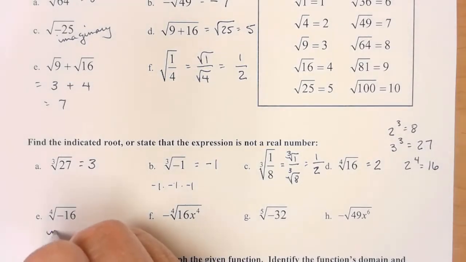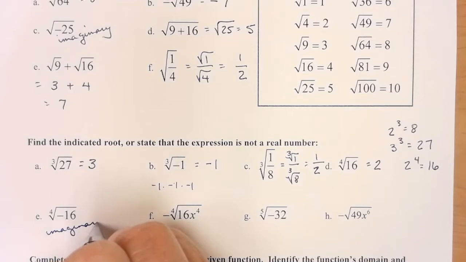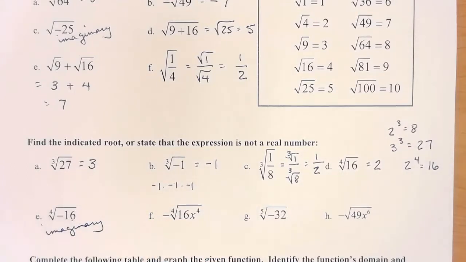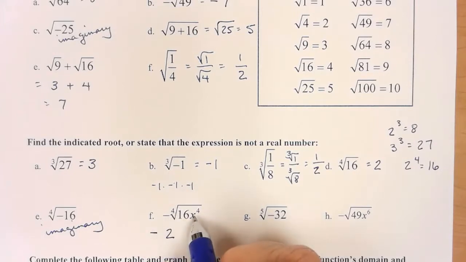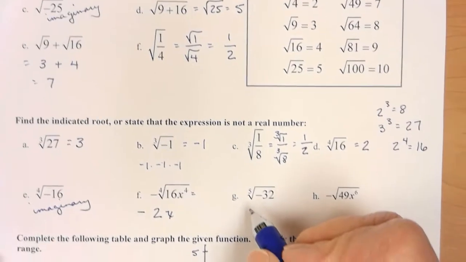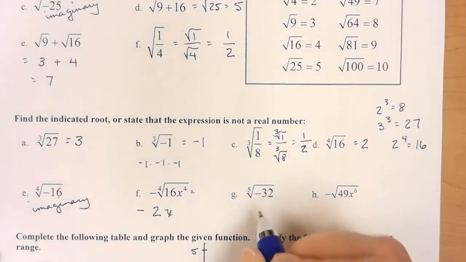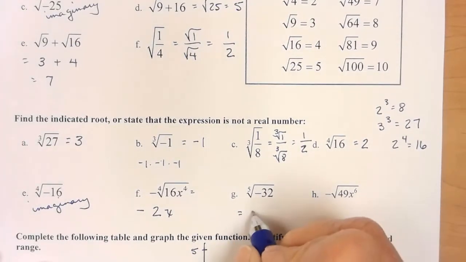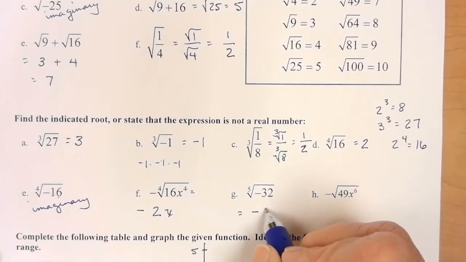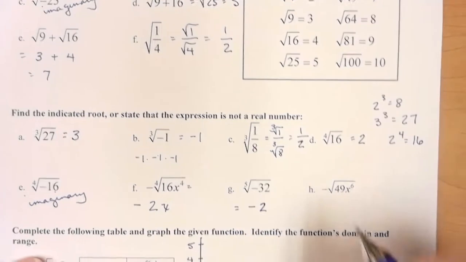This is an imaginary. I cannot take an even root of a negative. Now this one, the negative's on the outside. 4th root of 16, we already knew is 2. 4th root of x to the 4th, that's like dividing that by 4. It's just x. So that's what that one equals. This one, 5th root, I can take a negative. So a negative what? Check to see if it's 2.